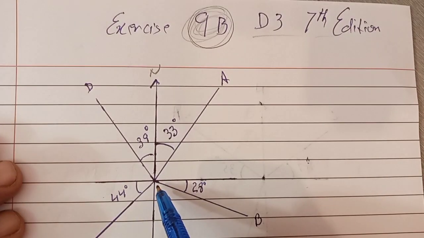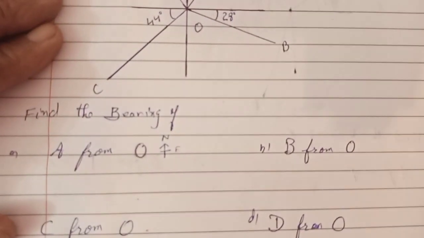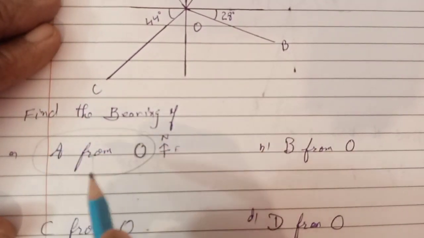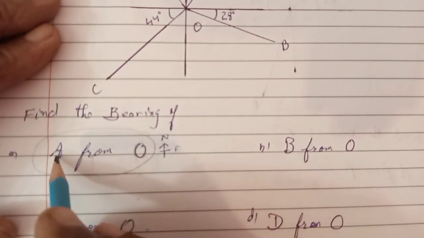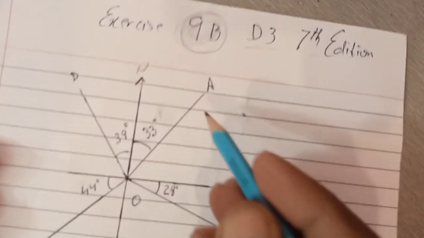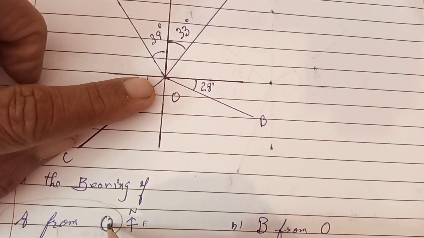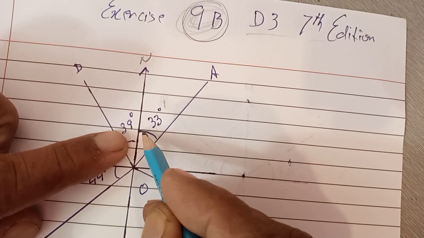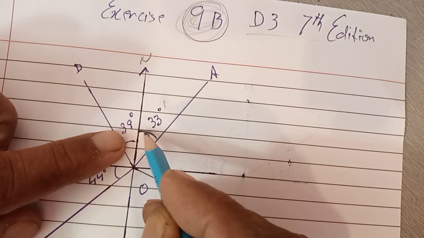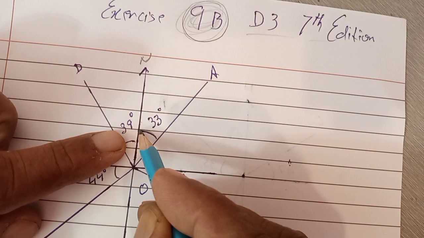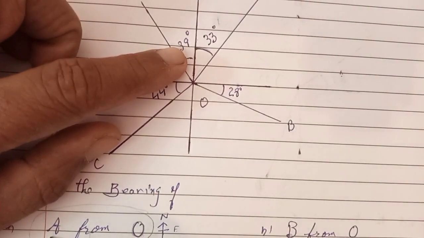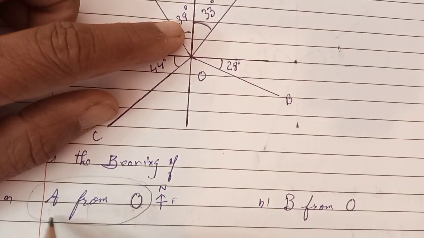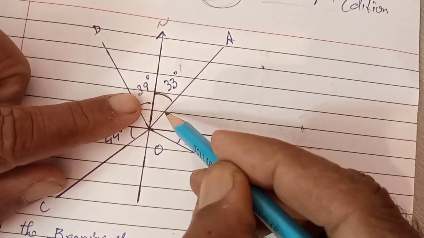Now look at O. O is over here. We have to find the bearing of A from O. Join A to O. This is the line obtained by joining A to O. We take the North Pole drawn at point O. This is the bearing, which originates from the North Pole and ends at line AO.